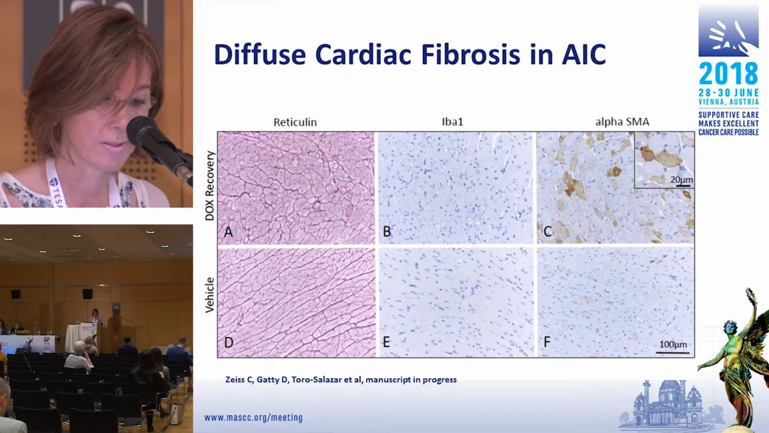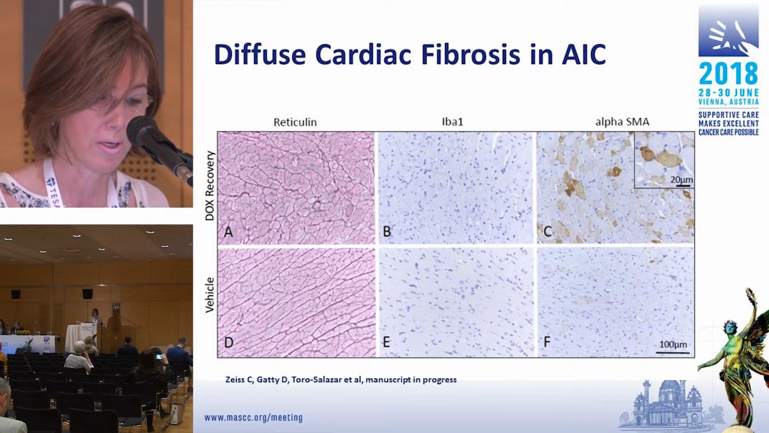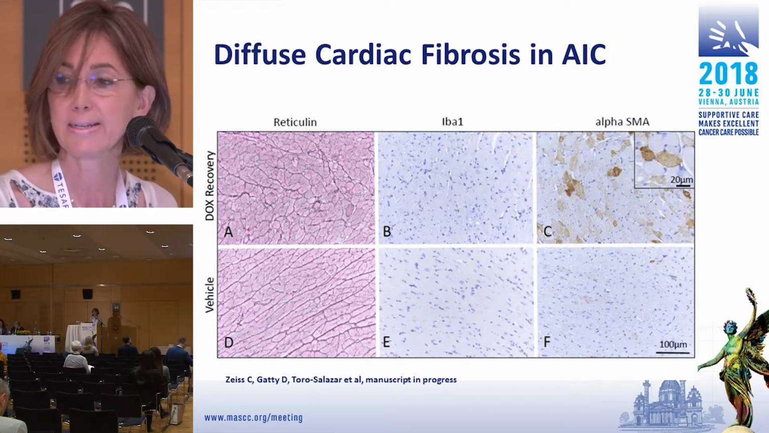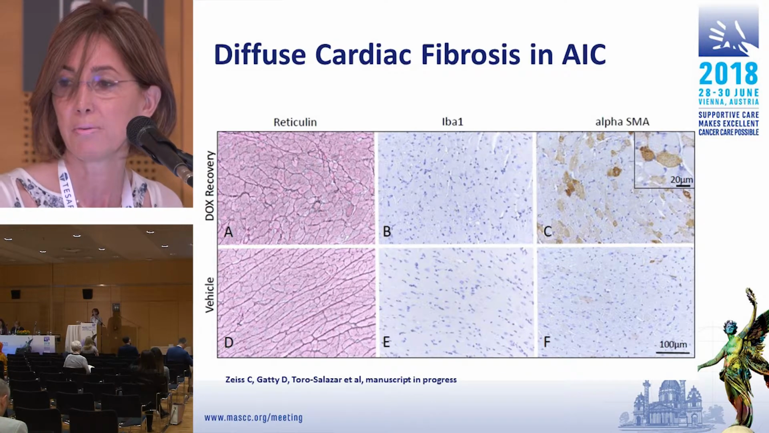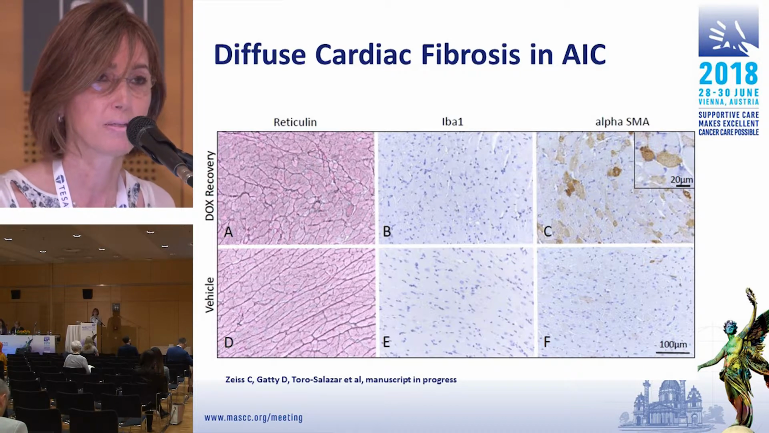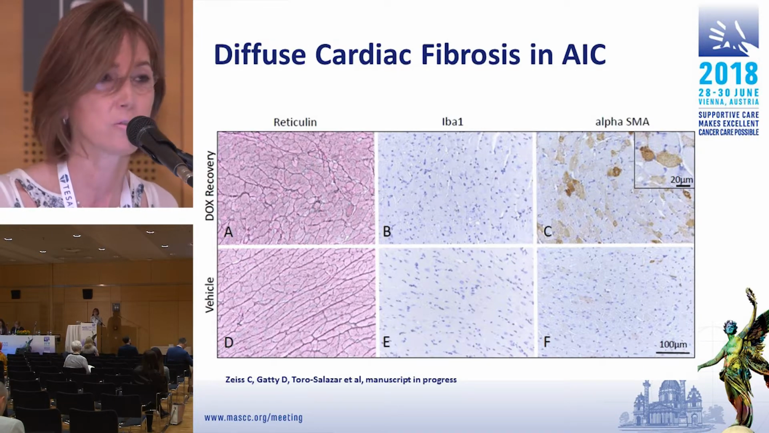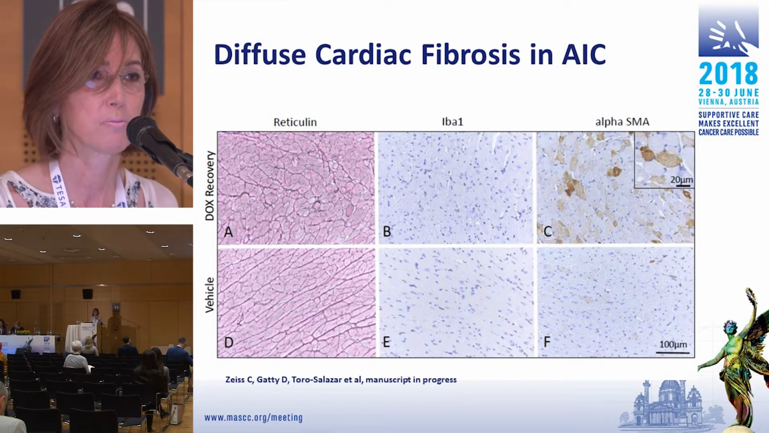In the chronic changes, as you can see here, in one of our doxorubicin-induced chronic models compared to controls, there is significant interstitial fibrosis and significant infiltration by macrophages and SMA-positive cells that indicate the differentiation of the myocardial cells to a more embryonic form.